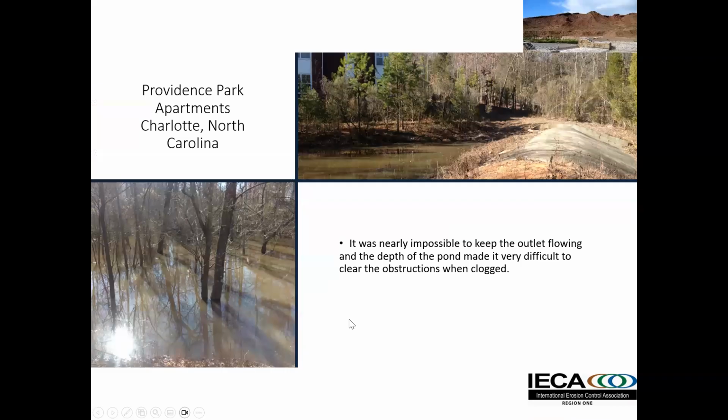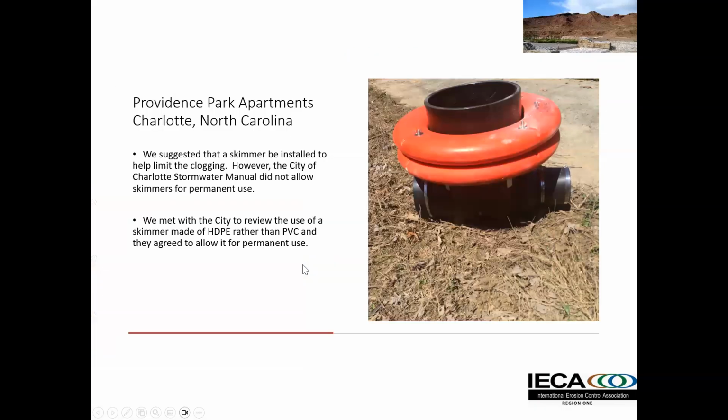And a lot of times it would clog the outlet. And the outlet's probably 4 to 6 feet underwater, so very difficult to get to and very slow to drain, for water to start going through the debris and stuff to get out. And so the owner said, "Hey, this is really not working. What can we do?" And so we said, "Hey, why don't we look at installing a skimmer? And that will help you limit the clogging."